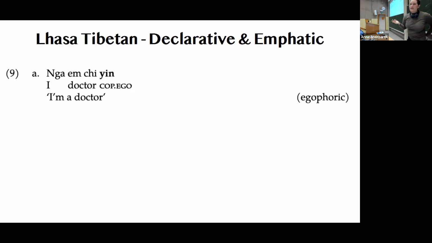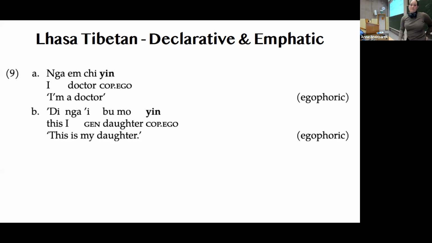Now, where is yin used? Yin is used now as an egophoric marker. So you can say "I'm a doctor," which would be nga emchi yin. But "this is my daughter": to show that this is not to do with personal subject agreement, this would also be yin, because it's my daughter, basically.